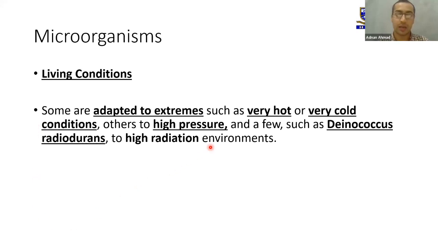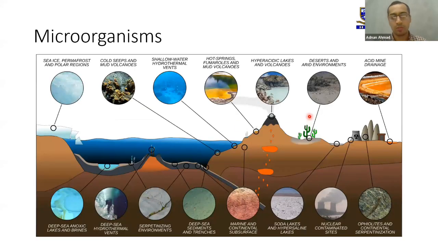At high pressure, at the base of the mountain, you will find microorganisms. And there is one example of a microorganism, Deinococcus radiodurans. This is the name of a bacterium which can sustain high radiation. For example, it can survive most of the radiation of a nuclear bomb, right? So these are some of the extreme living conditions where microorganisms can be found, and they are adapted to live in such extreme conditions.